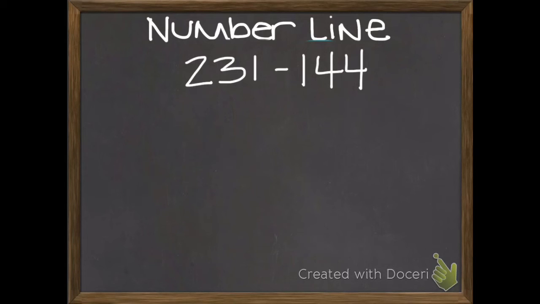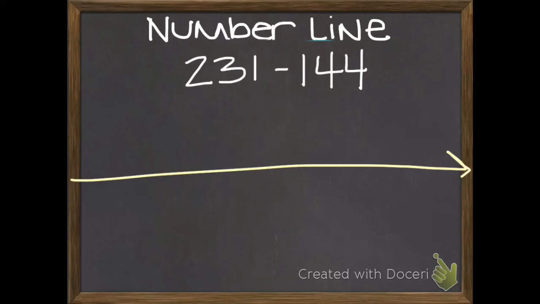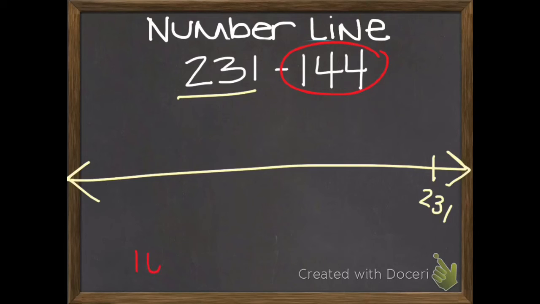Now let's look at subtraction on a number line. Subtraction is different from addition because we start with the whole thing. So we start at 231, and we're actually going to count backwards to slowly take away 144. I'm going to break it into smaller pieces to make it a little bit easier for me.